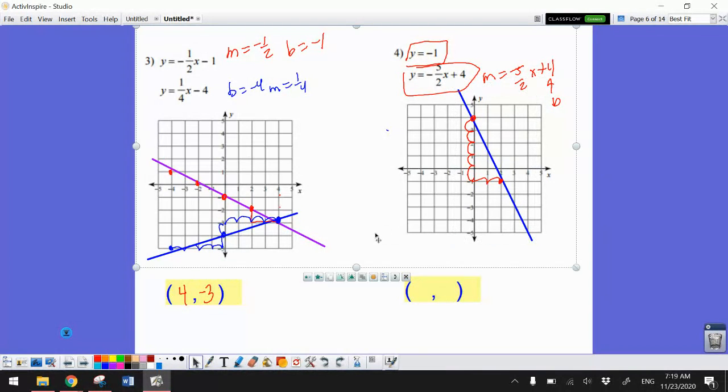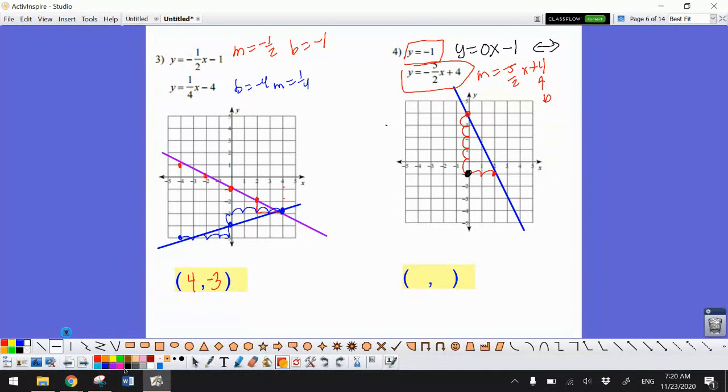Okay, now I want you to think about this other line for a second. So I don't see any x's. So since there's no x's, that would mean that's a 0x. So I have a 0x minus 1. And remember, a 0 slope is a horizontal line. So I'm at negative 1, and I'm drawing a horizontal line. Horizontal line, so a 0 slope, which means I'm going straight across at the negative 1.